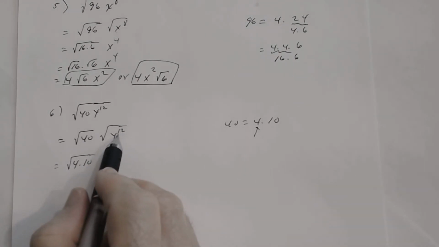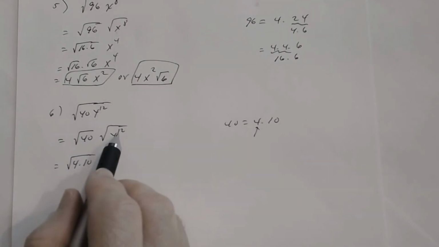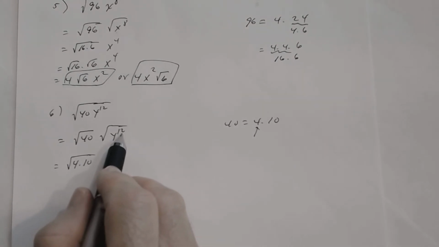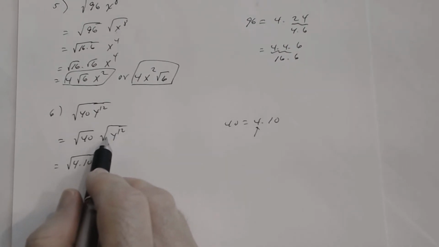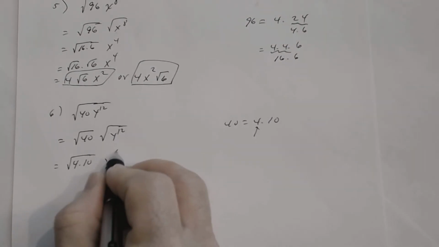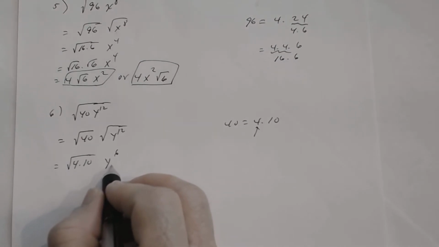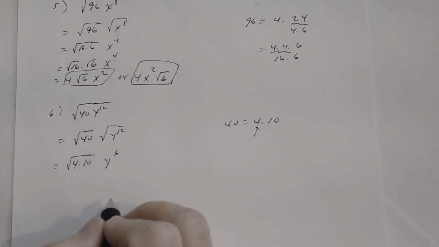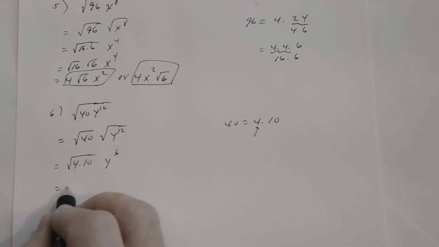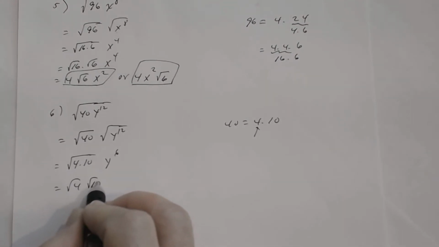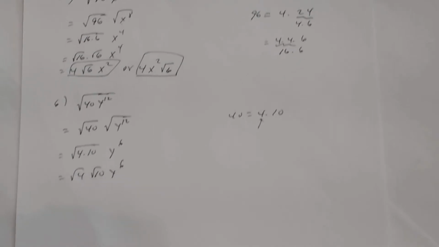And notice, when you're dealing with square roots, the easy kind is where the exponent is even. The exponent is even. So 12 divided by 2 is 6. So what's the square root of y to the 12th? Y to the 6th. Because y to the 6th times y to the 6th is y to the 12th. And now let's rewrite this using the product rule. So I get the square root of 4 times the square root of 10 times y to the 6th.